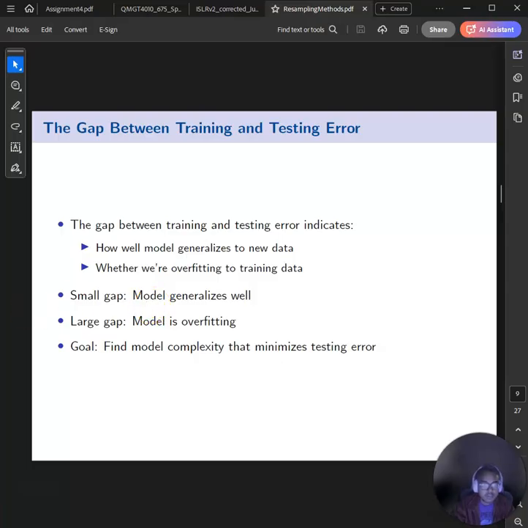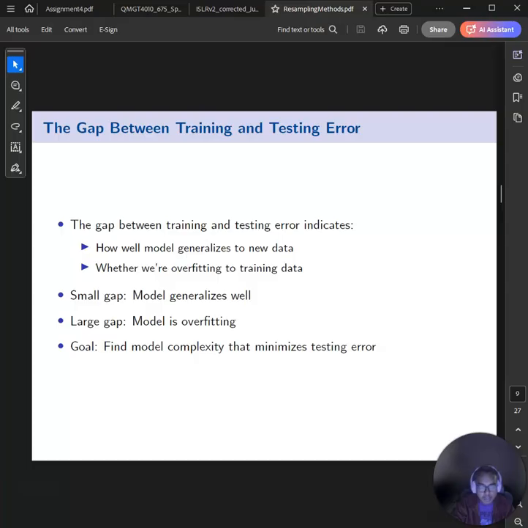The difference between training error and testing error tells us something important about our model. The gap indicates how well our model generalizes to new data and whether we are overfitting the training data. A small gap means our model generalizes well. It performs similarly on both training and testing data. This suggests we have captured the underlying patterns without memorizing the noise.